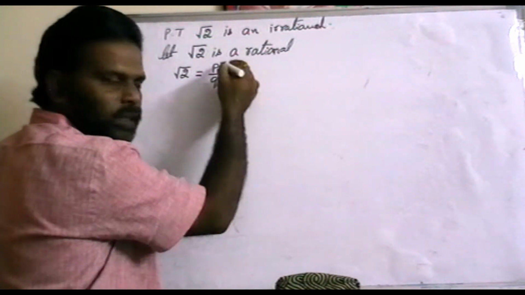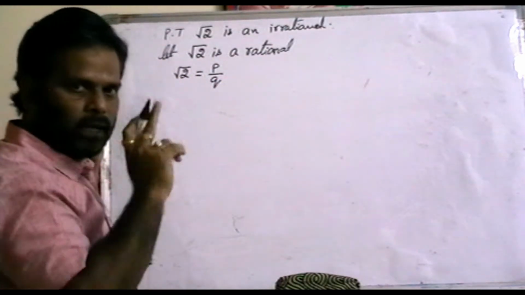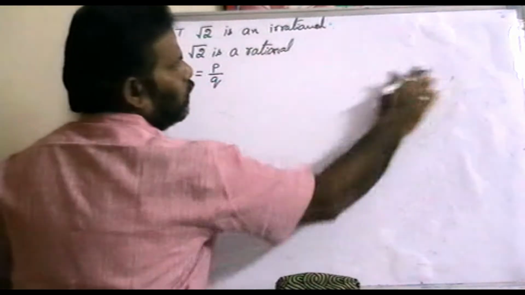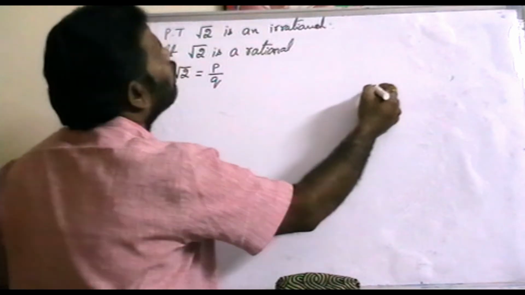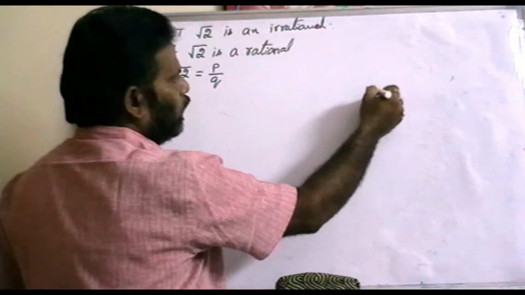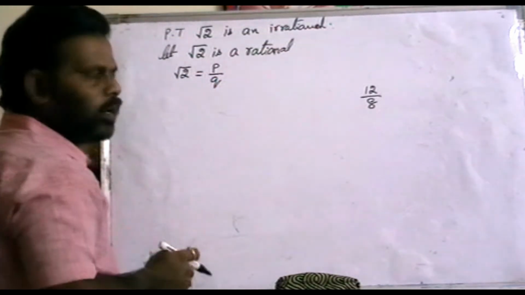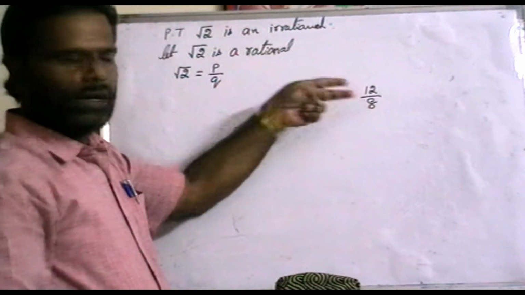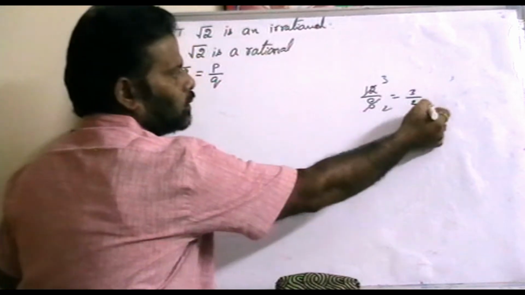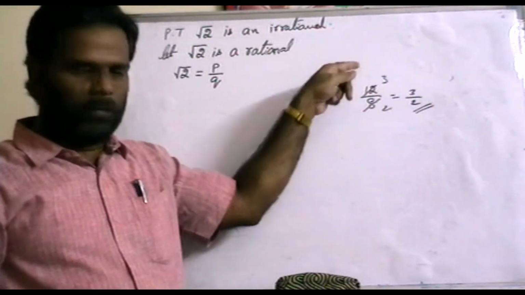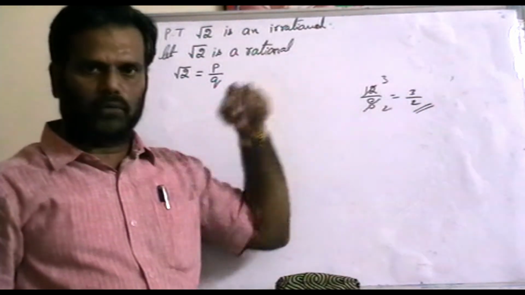Now in this p and q, if there is any common factor other than 1, for example, suppose p by q is 12 by 8, it is in p by q form, but there is a common factor, 4. 4 2s are 8, 4 3s are 12. So if there is a common factor, divide both the numerator and denominator by that common factor. After simplification we will get 3 by 2.